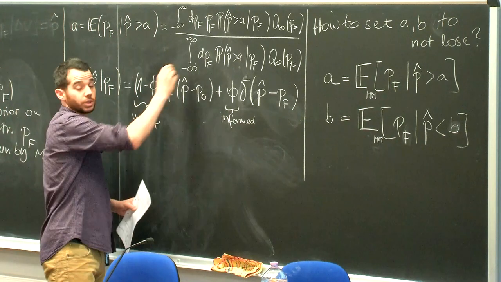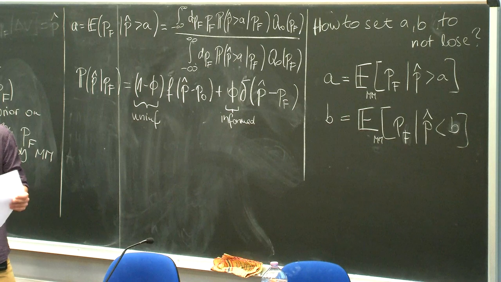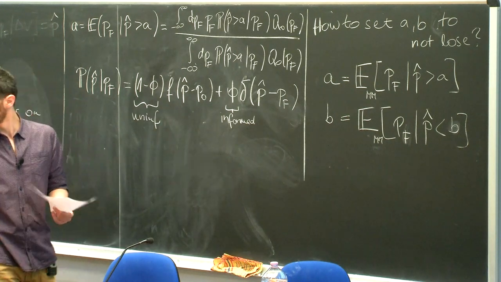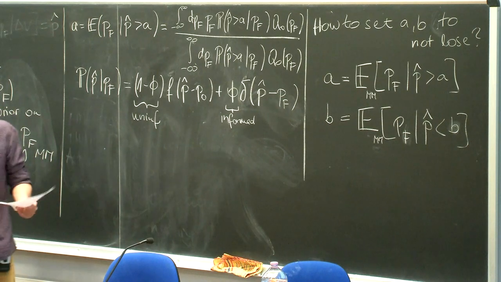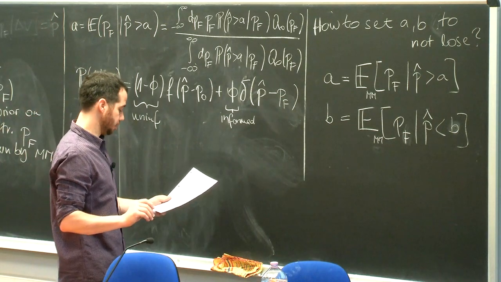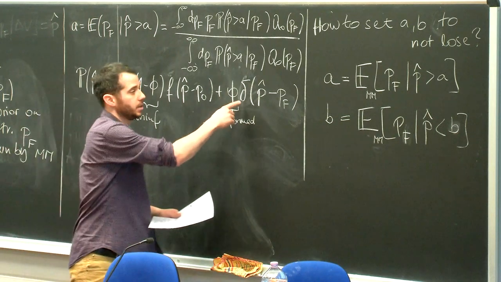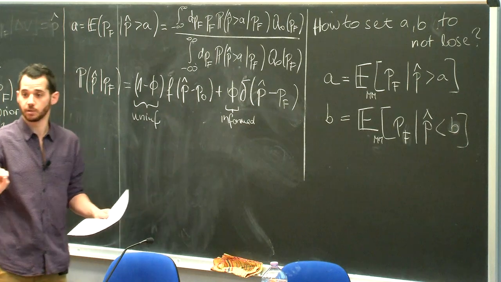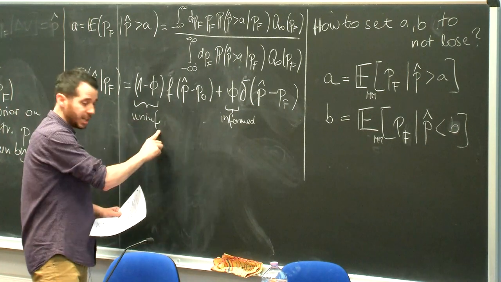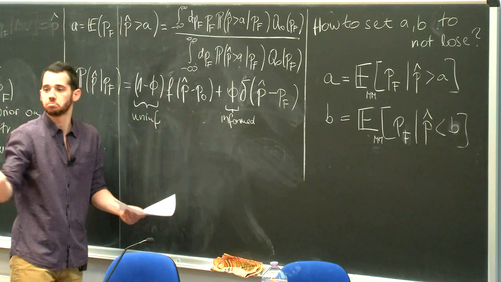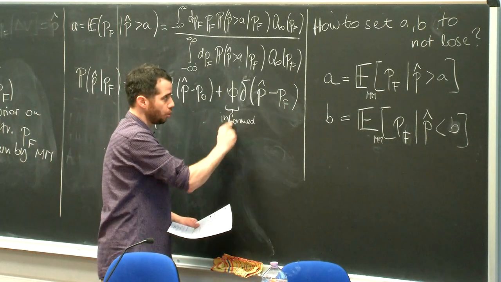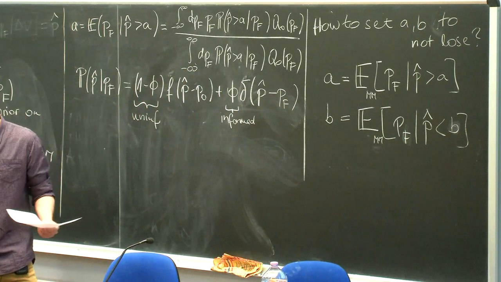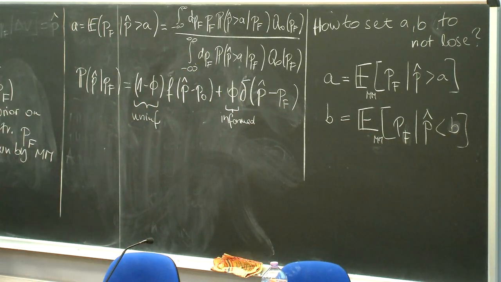And then there will be all those who are uninformed, who will have some distribution that we can define, some type of symmetric distribution around the current price. We said nothing deep here. Delta is a Dirac, and f is some symmetric function that we will define now. So the uninformed have a function that we will define in some way. The informed, whose rate is phi, know the future perfectly.